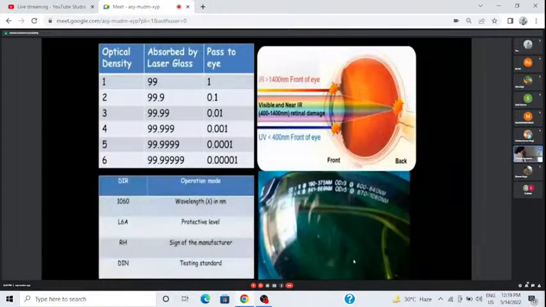Now, what does 4 mean? That if any light falls, 99.999% of it will be absorbed by the glass, and 0.0001 is only going to pass. If more light is passing, it is 100% damaging your retina. So be very careful. Nothing is more precious than eyes. You can really harm your eyes. So this is how I work with full gadget and everything.